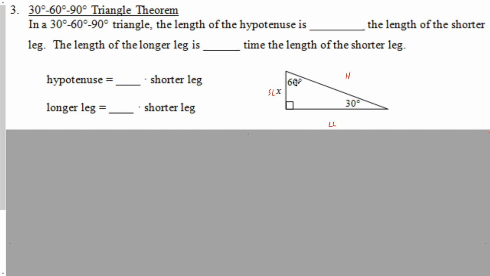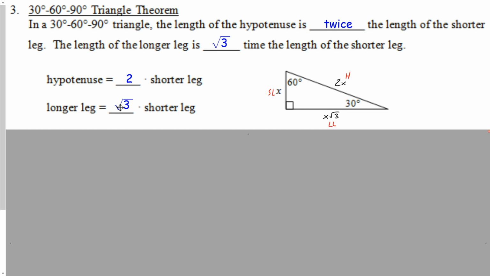So within this triangle, what this theorem tells us is that the hypotenuse is always twice the length of the shorter leg. So if the short leg is x, the hypotenuse will be represented by 2x. So the hypotenuse, again, 2 times that shorter leg. The length of the longer leg is square root of 3 times the length of the short leg. So longer leg would be x times the square root of 3.